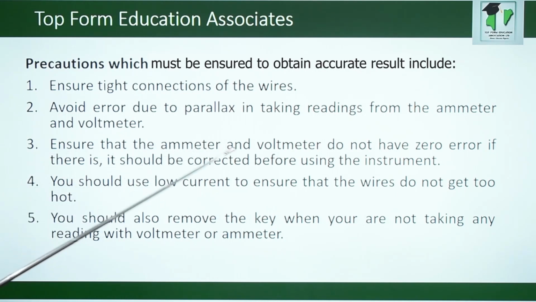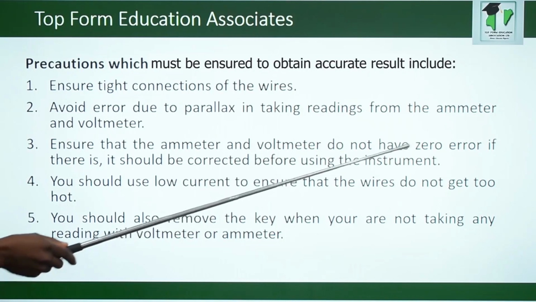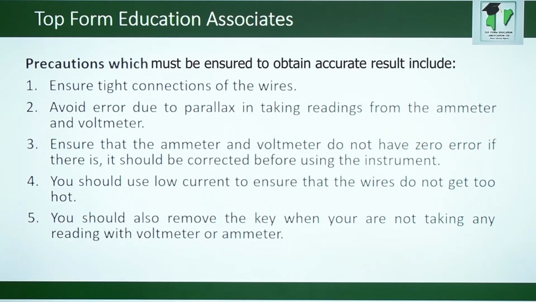Ensure that the ammeter and the voltmeter do not have zero error. It could be that the pointer is after 0 or before 0. That is what you now say it has zero error. Ensure that the pointer of the ammeter or the voltmeter is directly at 0 before you start taking your reading. Is that okay? So at 0, you let the pointer be there before you start carrying out the experiment.